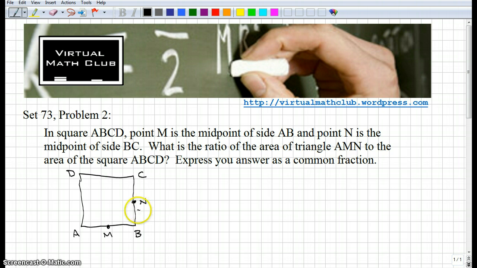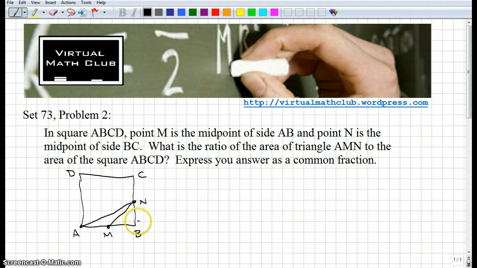And then, let's see, we gotta draw a triangle, right? So this is a triangle that goes from this AMN, right? So AMN. Alright, so there's the triangle we're looking at right there. AMN. And we want to find the ratio of that triangle to the whole thing.